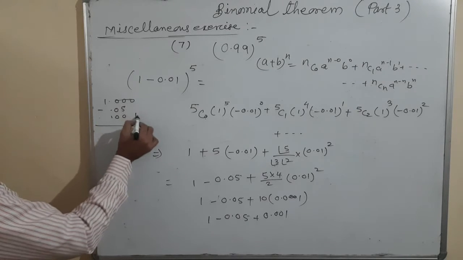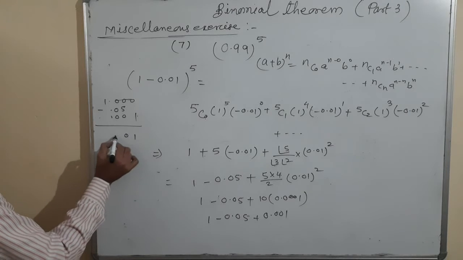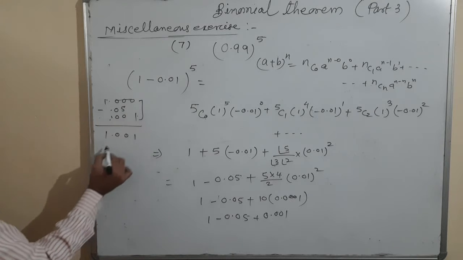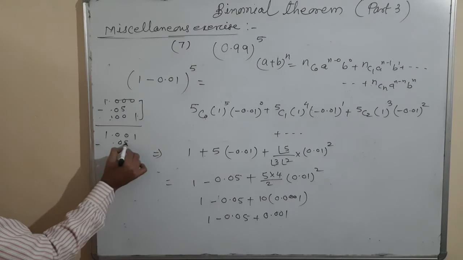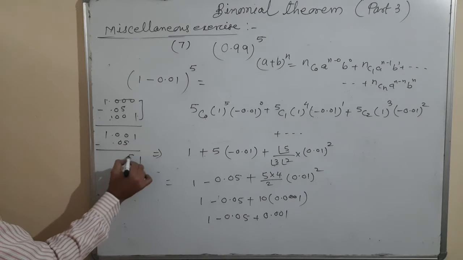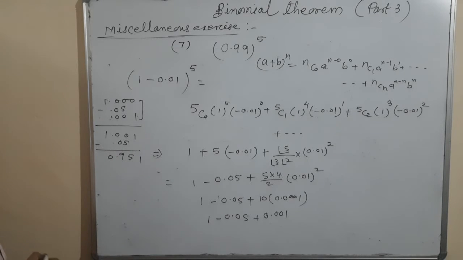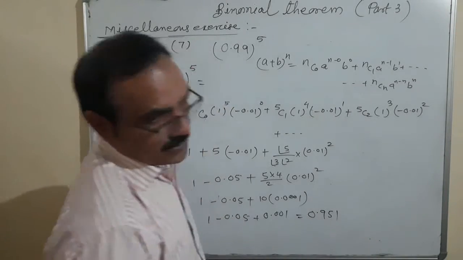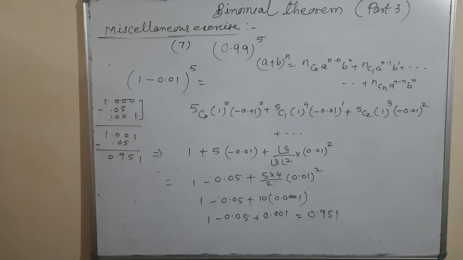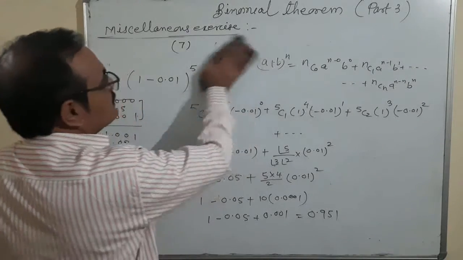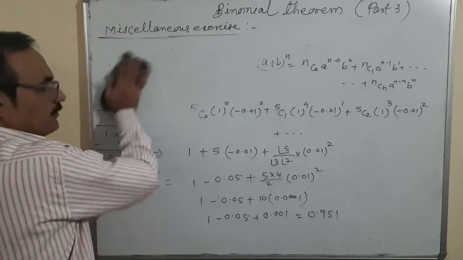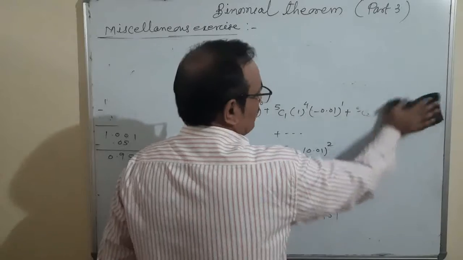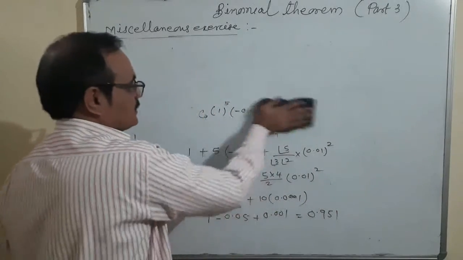So first I am going to add the positive ones, 1 and 0.1, these two will be added, and when we subtract 0.05, the result is 1, 10 minus 5, 5, which gives 0.951. This is the answer, 0.951. So you can understand that the binomial expansion can be used for finding these types of values, which generally we cannot find even with a simple calculator. So for that the binomial expansion is used.